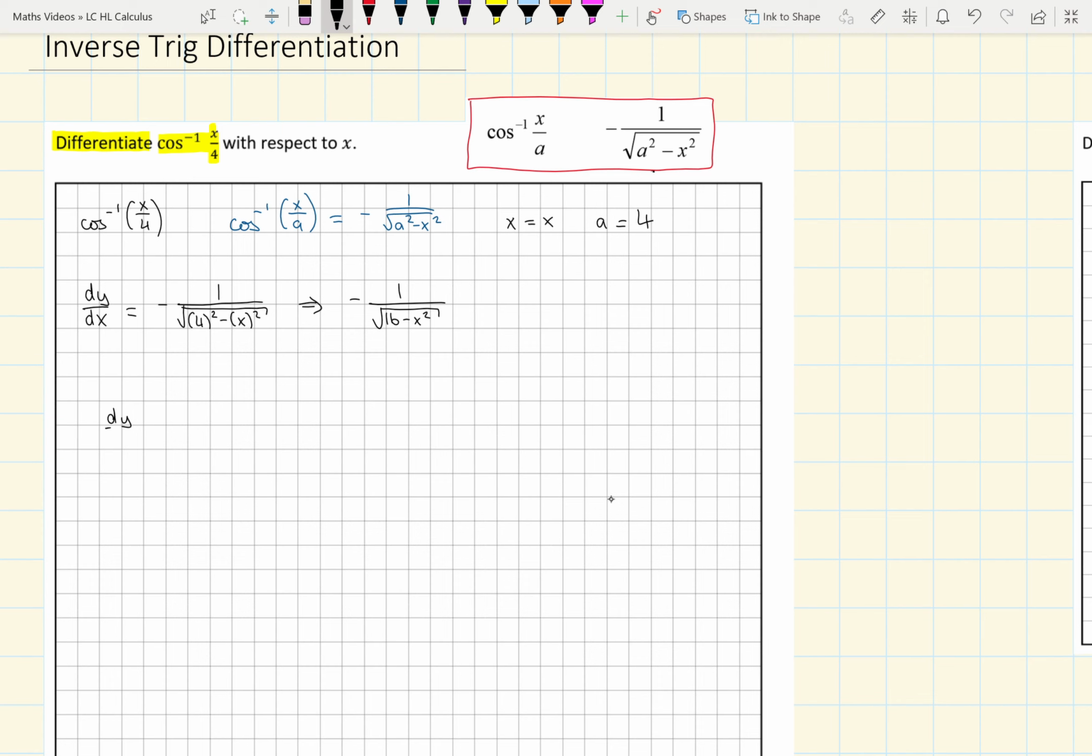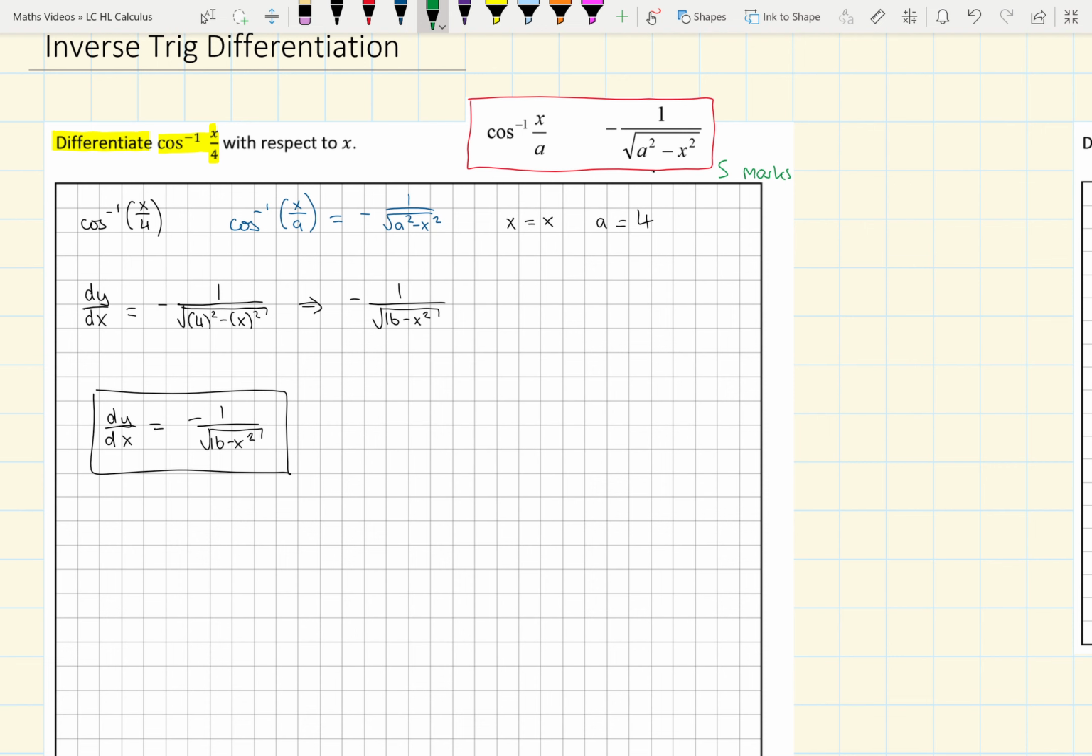So just at the end we can write our answer a bit neater. We get minus 1 all over the root of 16 minus x squared, and that's that question done. 5 marks. Pretty straightforward, 5 marks.